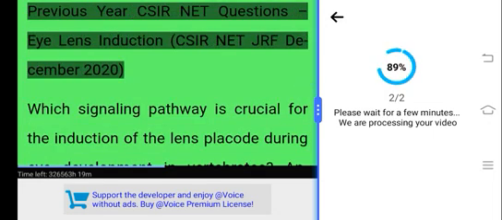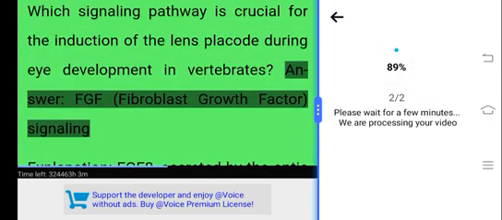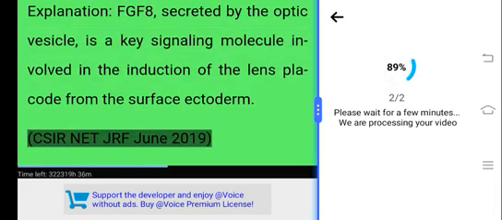Previous year CSIR NET questions. Eye lens induction, CSIR NET JRF December 2020. Which signaling pathway is crucial for the induction of the lens placode during eye development in vertebrates? Answer: FGF, fibroblast growth factor signaling. Explanation: FGF8, secreted by the optic vesicle, is a key signaling molecule involved in the induction of the lens placode from the surface ectoderm. CSIR NET JRF June 2019.